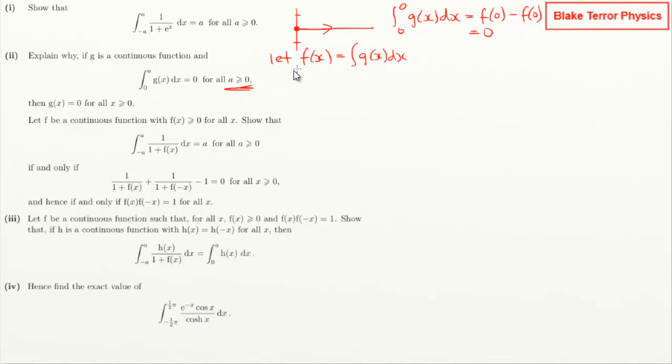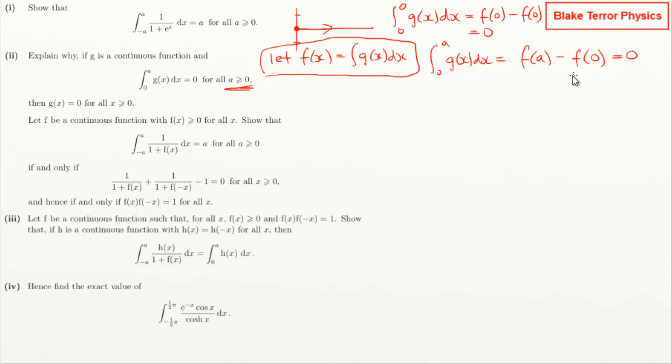So that's a bit separate, that statement I put there. Now let's do the integral from 0 to a of g of x dx. That is going to be f of a minus f of 0, and that is also equal to 0. So I've got that f of a is equal to f of 0. Right, how does that help? Actually, this first bit doesn't seem to have contributed anything.